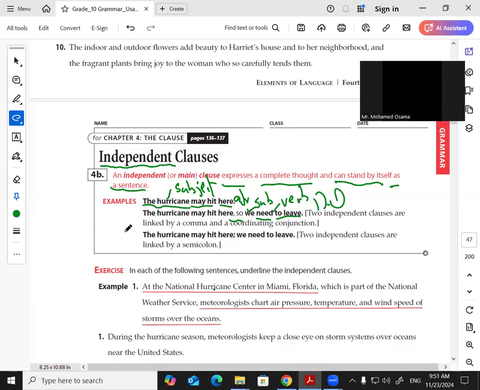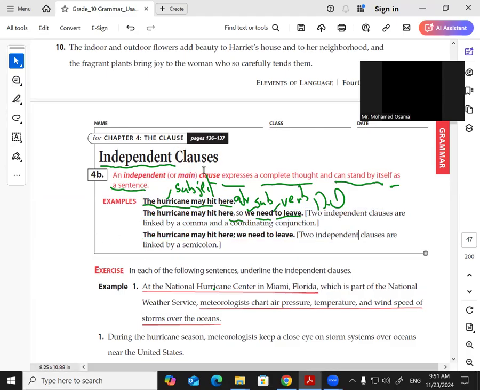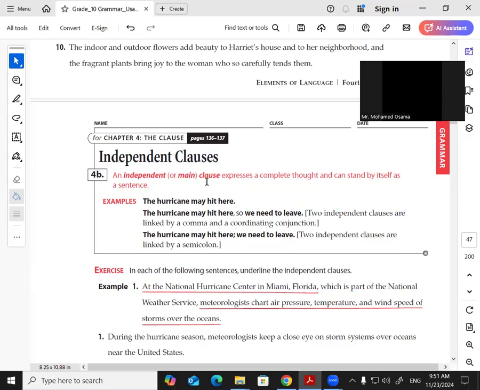But actually here we have two independent clauses together, and they are linked with the comma FANBOYS, which is the comma so. Great. The two independent clauses, we can link them together either using the comma so or using the semicolon.